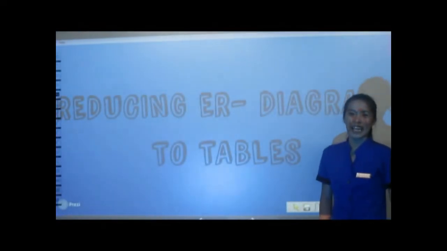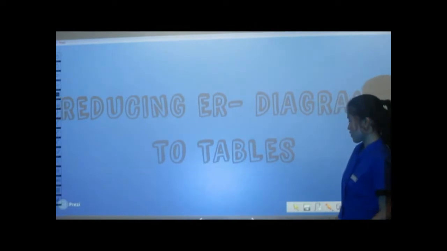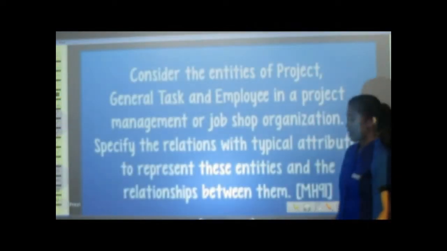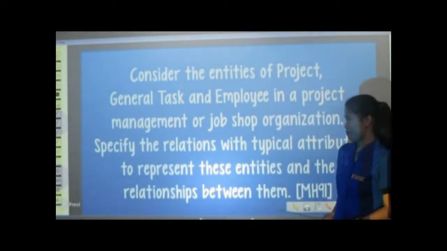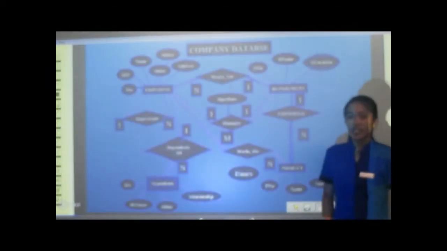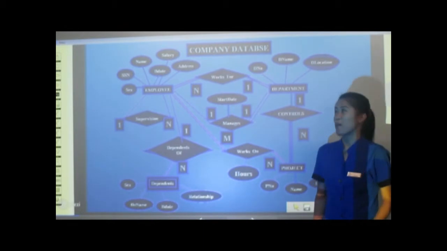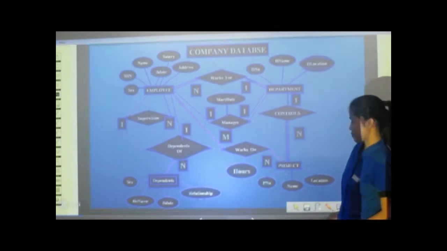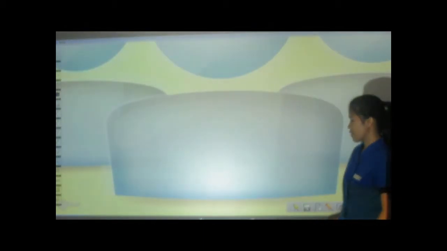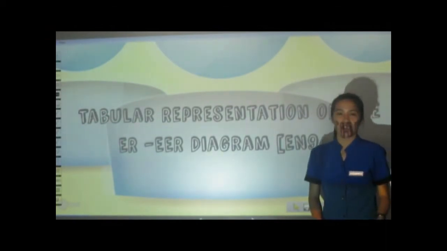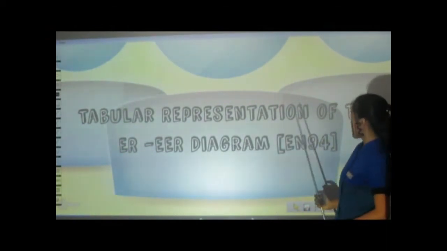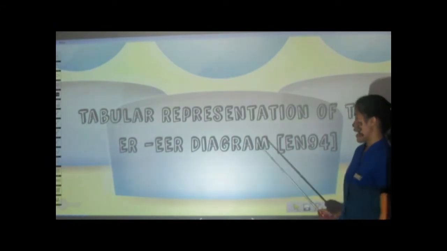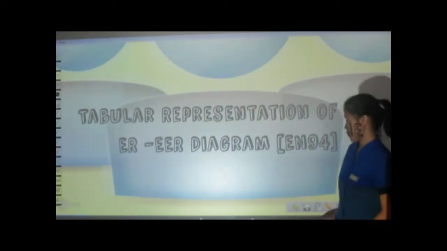Reducing ER diagrams to tables. And this is the example problem. And this is the ER diagram of a company database. In order to reduce ER diagrams to tables, we must follow the steps according to the tabular representation of the EER diagram.